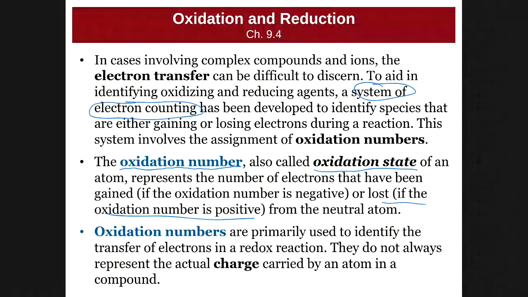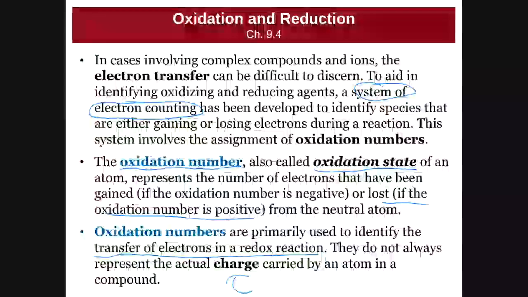All right, so oxidation numbers are primarily used to identify the transfer of electrons in a redox reaction. So don't think about oxidation numbers as a charge on an atom in the compound. They are just for determining whether electrons were transferred. They do not always represent the charge on the atom. Sometimes they do, but not always.